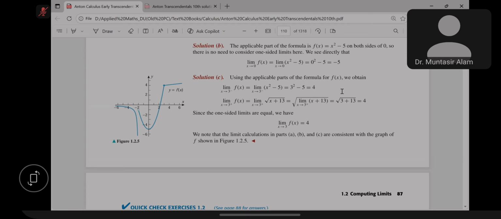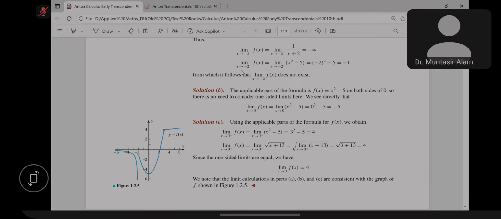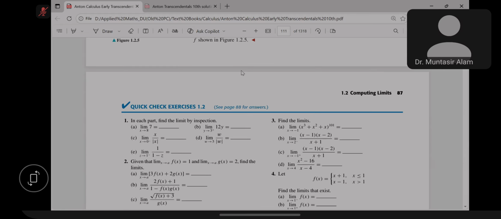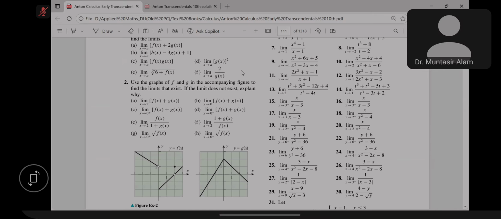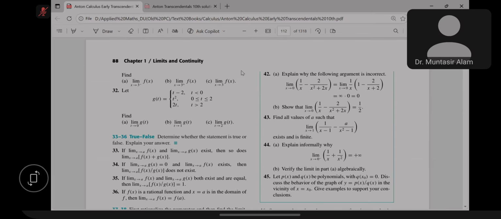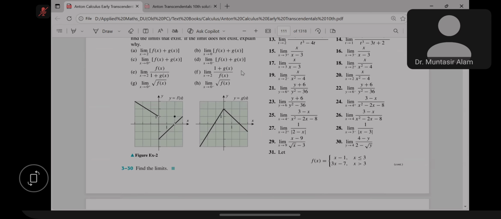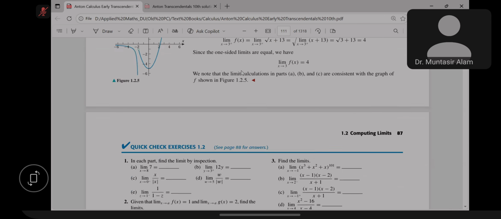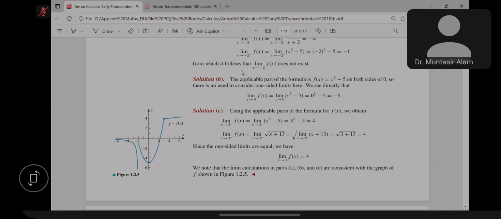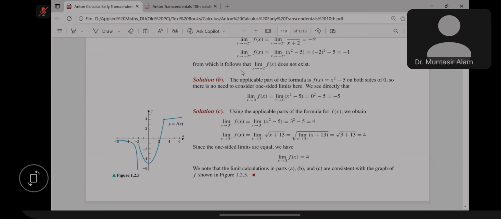Do you understand? So this is the most important type of problem from this chapter, calculating limits of a piecewise defined function. If you understand this concept properly, you can solve any problems from this chapter. So the whole exercise is given for you to practice. Try to practice each of the problems one by one. And if you face any difficulties, any problem, you can ask me in my next offline class. Okay?